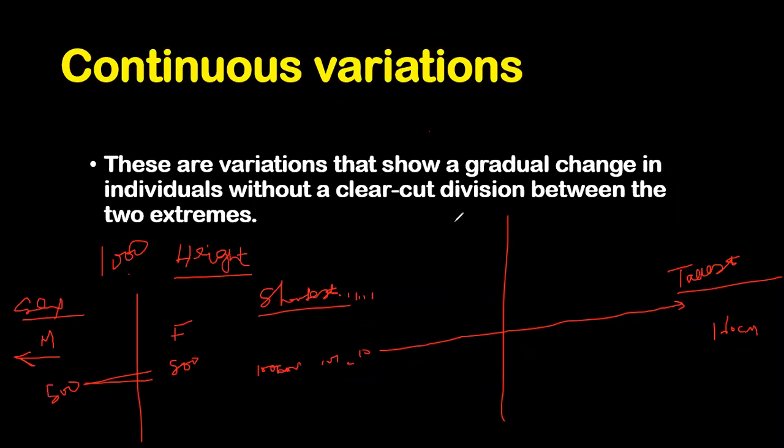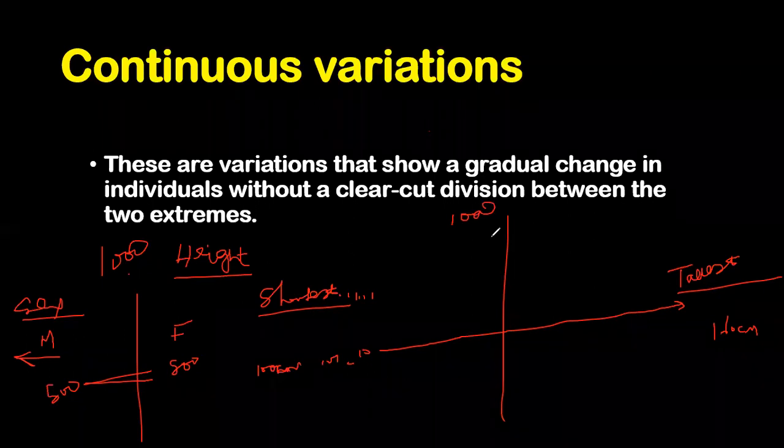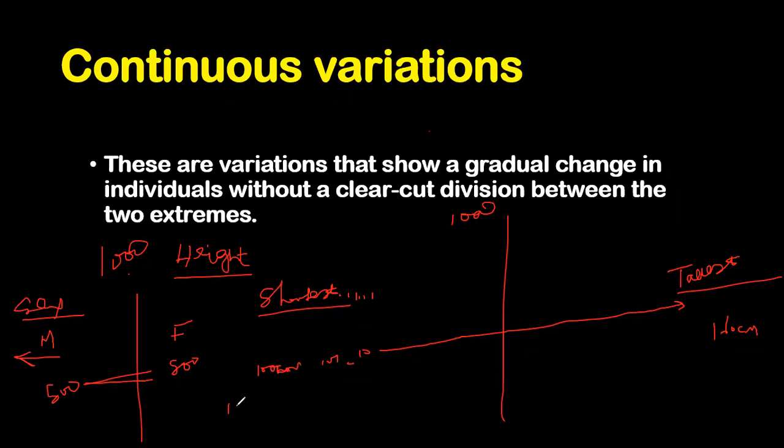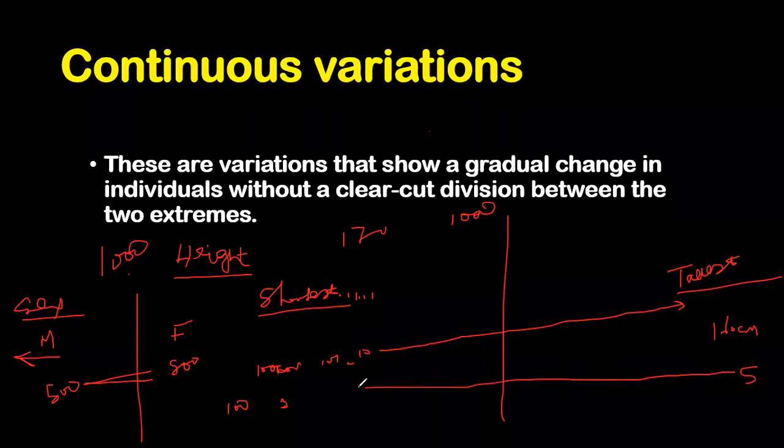But if you have 1,000 people, you may find those who are just 100 centimeters, they are like 2 or 3, and those who are 170 centimeters, they are also like 5. But the rest will be distributed within this range.